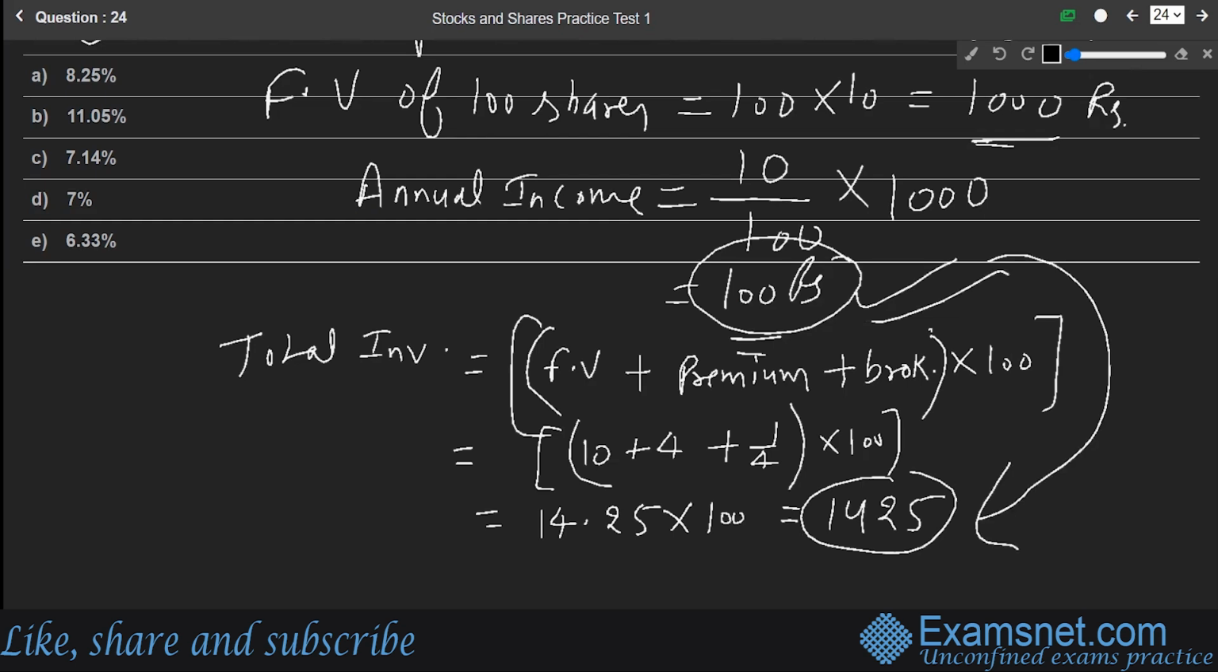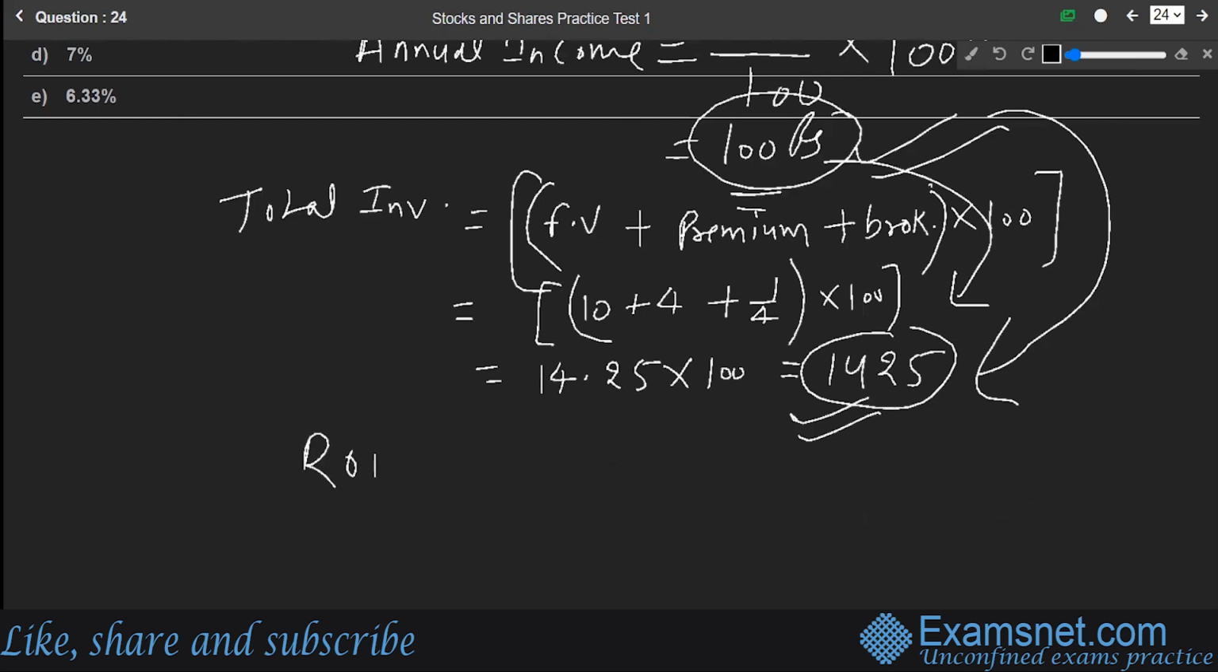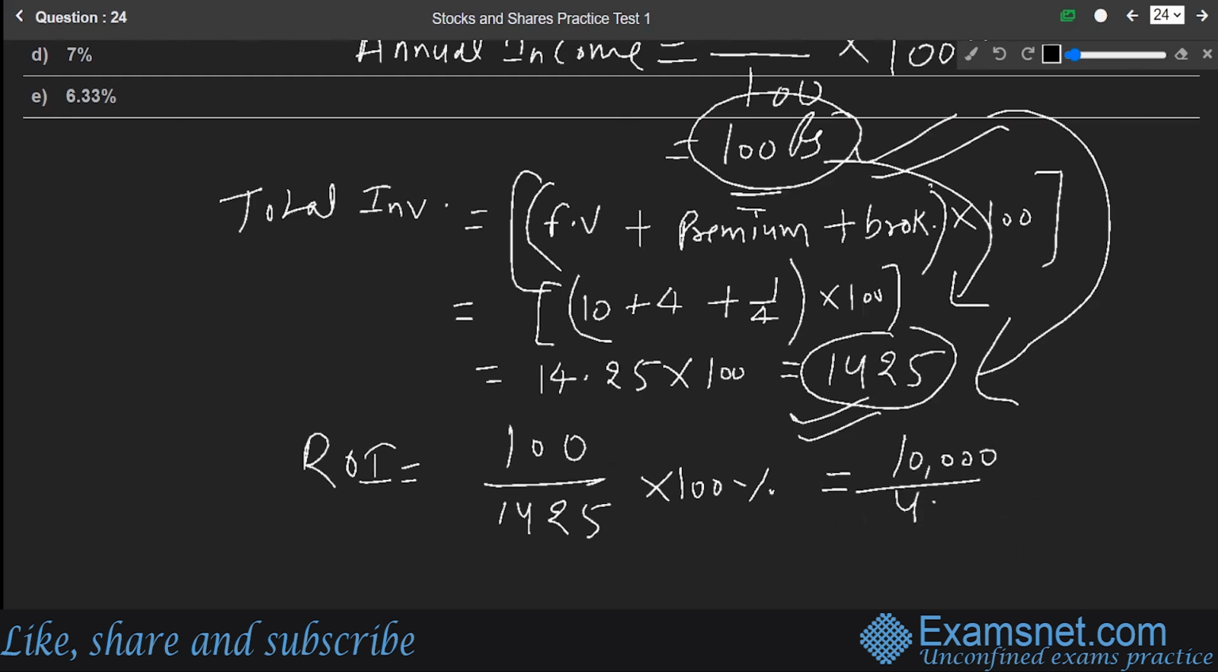So we just need to find out the rate of interest. The rate of interest is nothing but we can find it out by finding out what percent of the total investment the annual income is. That is, 100 rupees is what percent of 1425 rupees. So this is how the rate of interest can be found out: 100 rupees is what percent of 1425 rupees, into 100%. If we solve this out, this gives us 10,000 divided by 1425. We can clearly cut down both the numbers by 5 and 25 also. And if we calculate this, it is approximately equal to just close to 7.